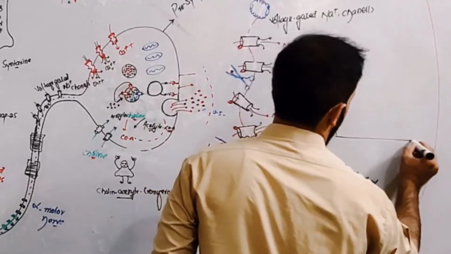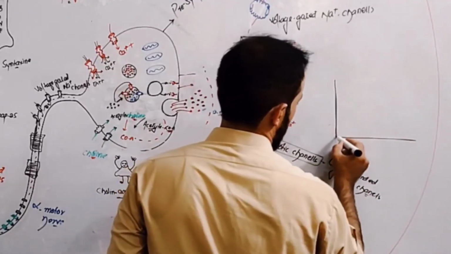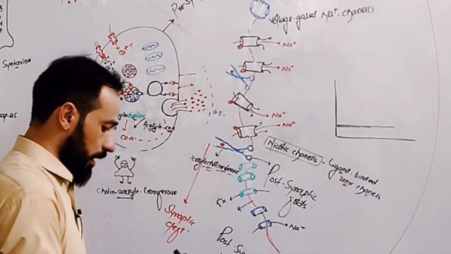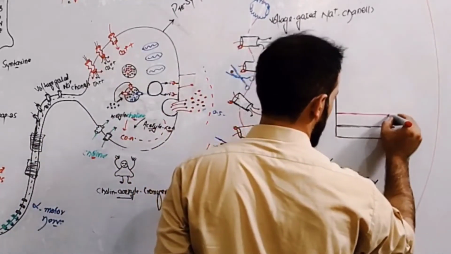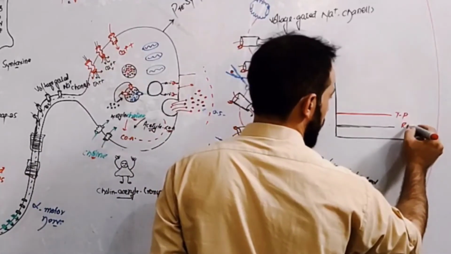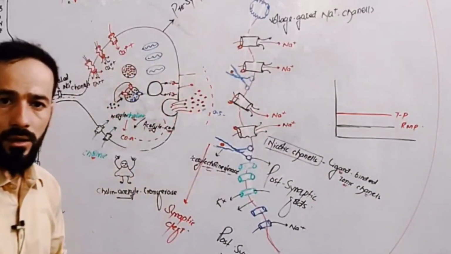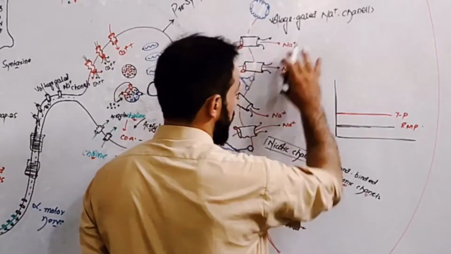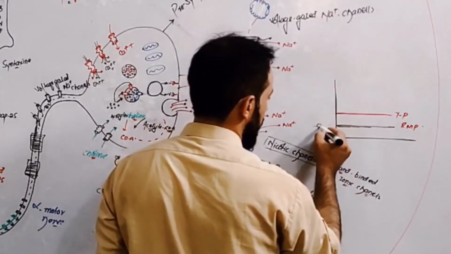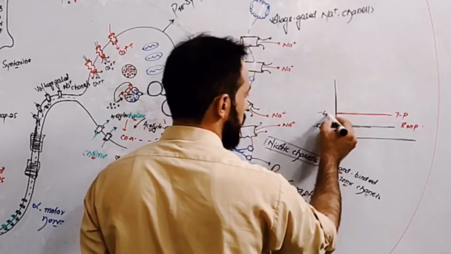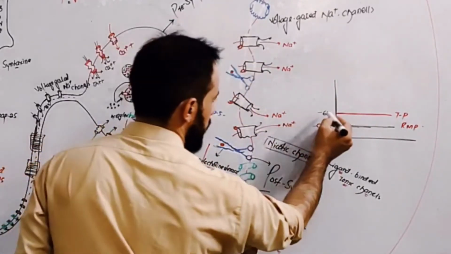There is a resting membrane potential of this cell, and then there is the threshold potential of this cell. So this is threshold potential and this is resting membrane potential. Now look, if the resting membrane potential of this cell is minus 90 millivolt and the threshold potential of it is about minus 60 millivolt.